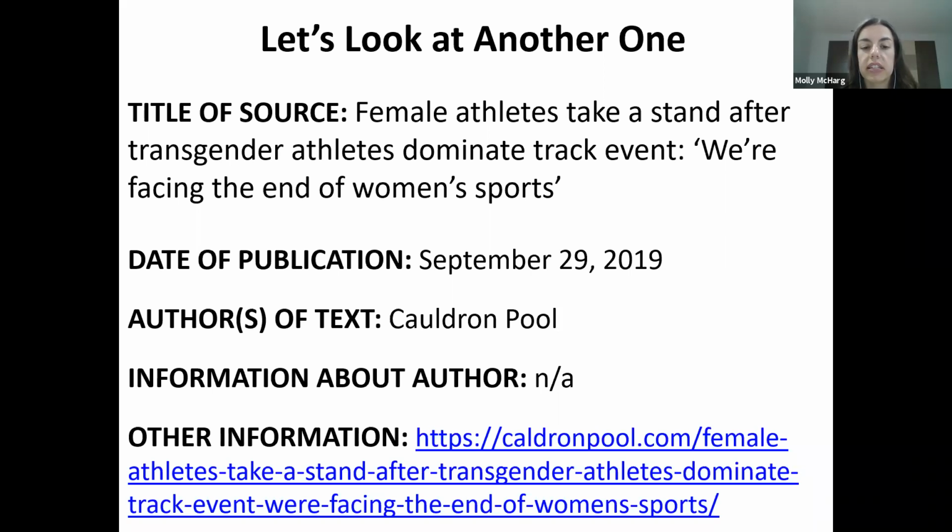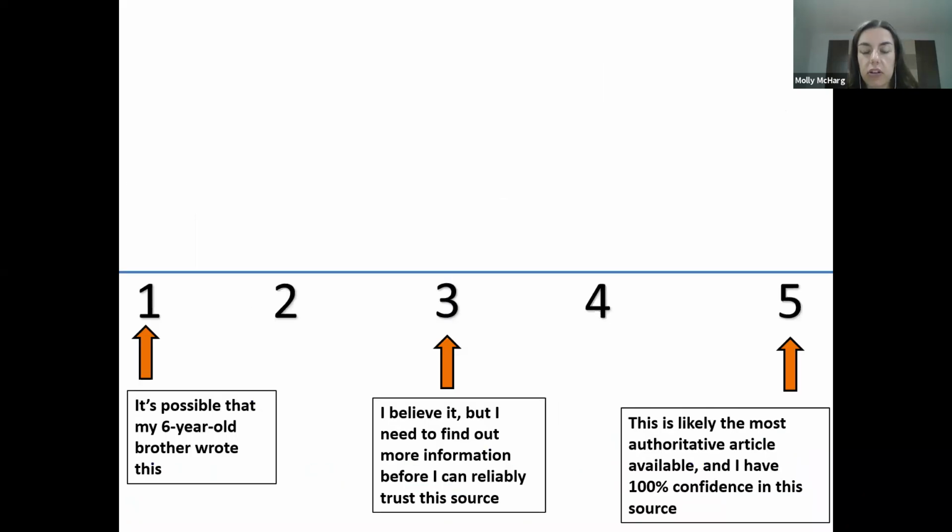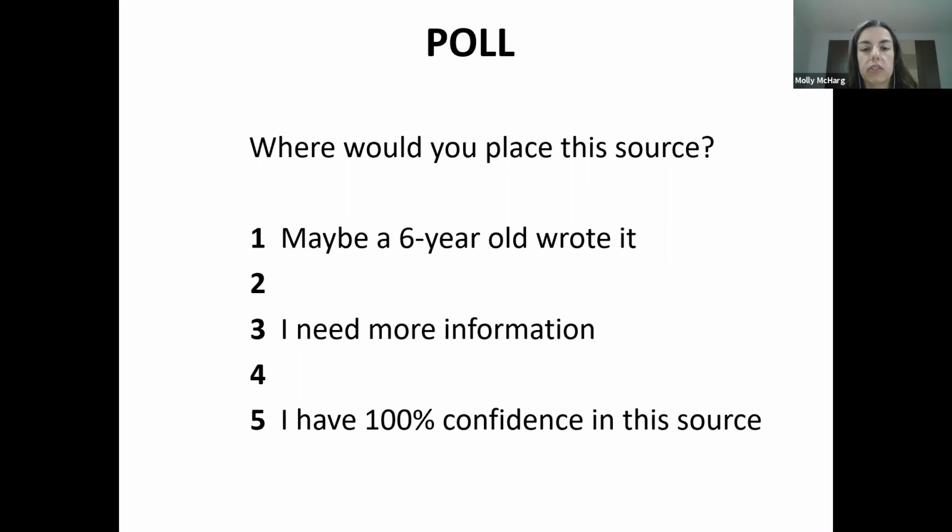The author is listed as Cauldron Pool. We don't know any information about the author, but it comes from a website. And so the website, if you look at the very bottom, that link, it is called cauldronpool.com. Okay, and so for any non-native speakers, Cauldron Pool is not a common name. It's just the title of this URL and website. It's not a person's name. Okay, so let's look at that piece and then have another look at the scale. And I'm going to ask where on the scale you would put that source.